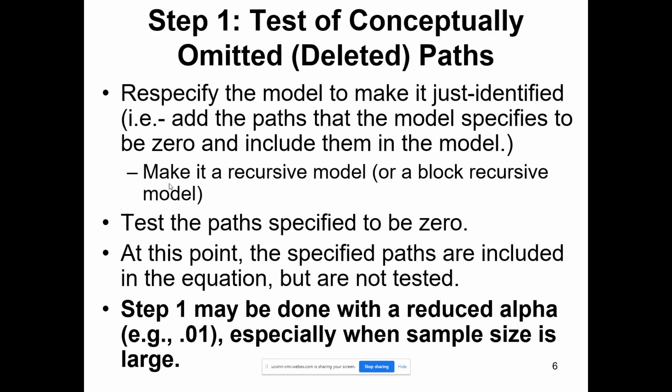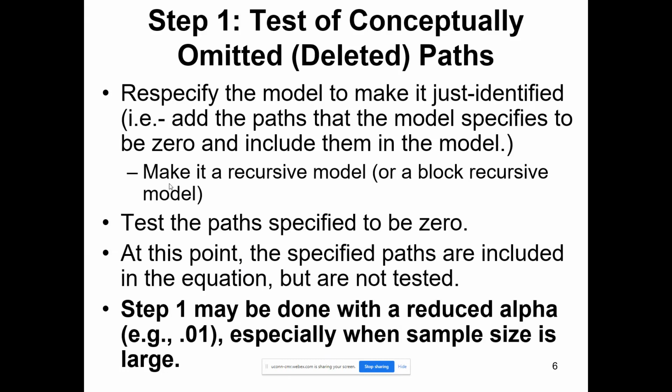Any one of those will give you a just identified model. So does it conceptually make more sense for C to predict D? Does it make more sense for D to predict C? If it's really not clear that either of those makes conceptual sense, then it makes sense to just allow the disturbances to be correlated. Any one of those three will give you a just identified model.